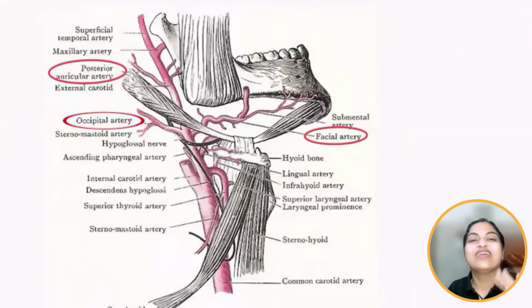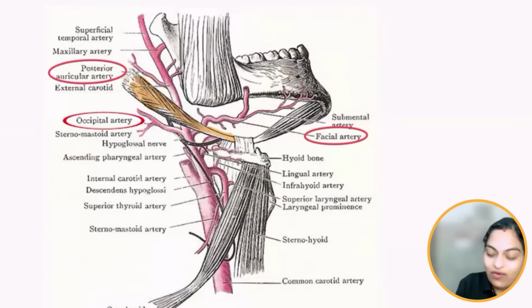The arteries that are related to the posterior belly of digastric. So what you see here, this is the posterior belly of the digastric, isn't it? Right. Lower border of the posterior belly of the digastric is related to the occipital artery. The upper border that you see here is related to the posterior auricular artery in the posterior part. And can you appreciate the tortuous course of the facial artery also? Right. I'll show you one more image.